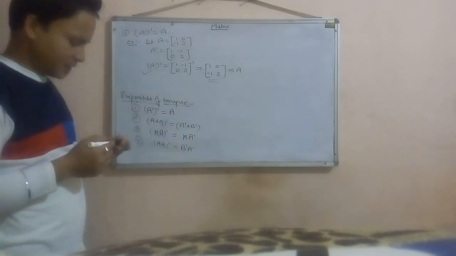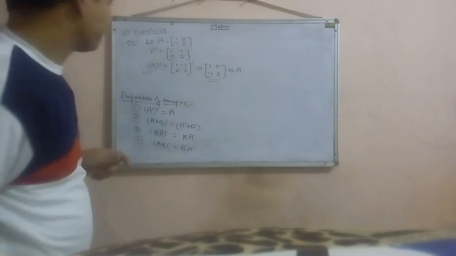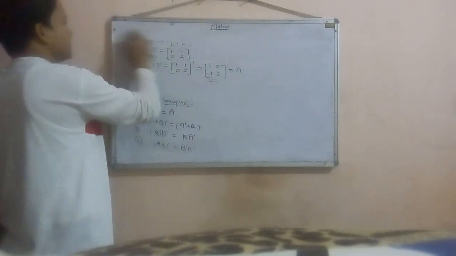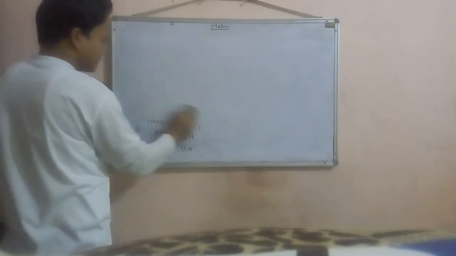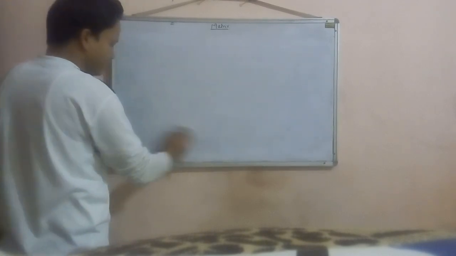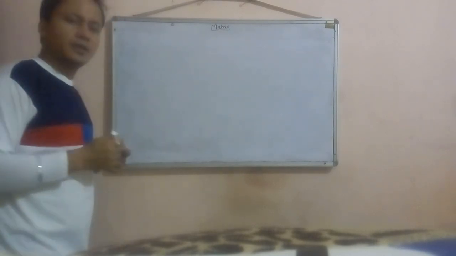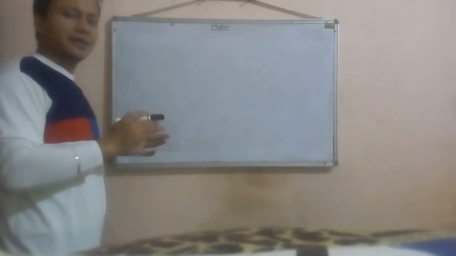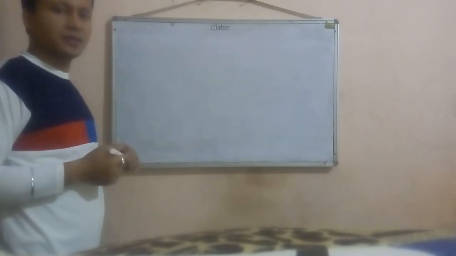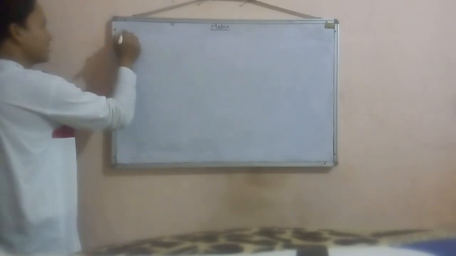Okay students, now coming to the next topic. Our next topic is symmetric and skew-symmetric matrices. These are another two kinds of matrices. One is symmetric matrix and another is skew-symmetric matrix. So we will discuss first symmetric matrix.